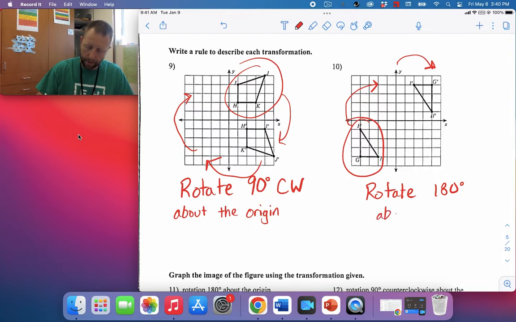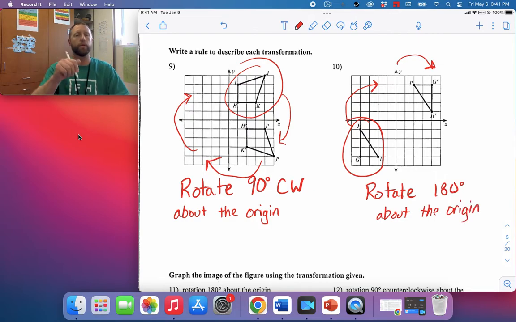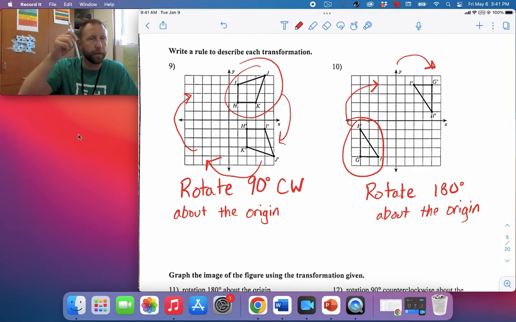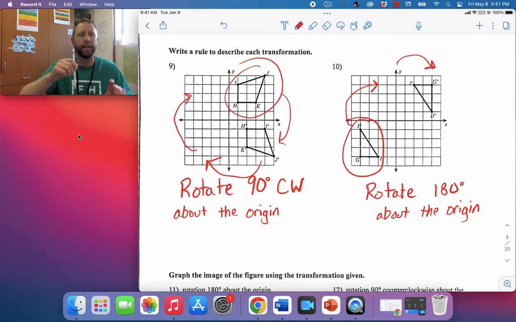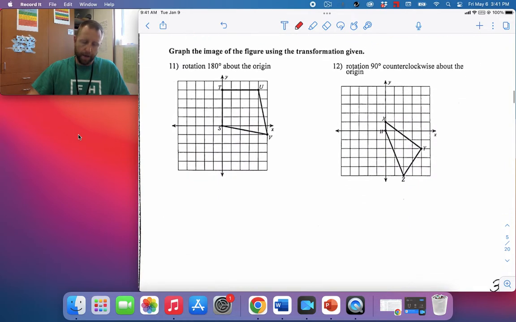So about the origin. We rotated both of these about the origin. The origin was the point that stayed fixed. If you guys remember, we did this with the patty paper, and you just put your pencil right at the origin and just spin the patty paper around it. Okay. For this, they have the shape drawn for us, and they gave us the rule. We just have to actually do it.